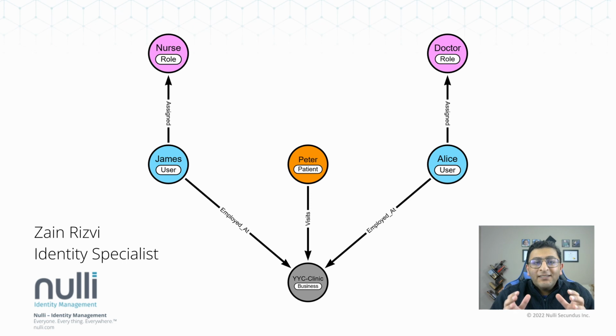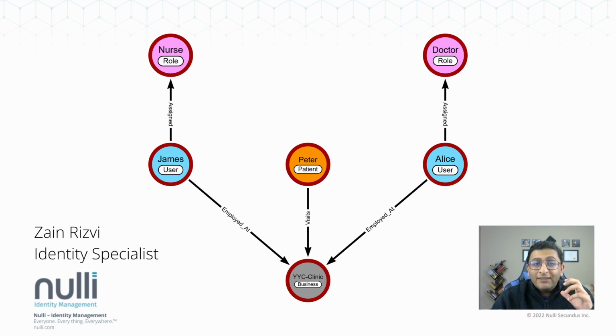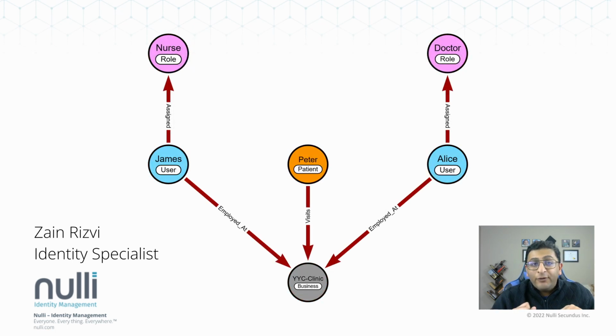Now let's consider this medical clinic use case where Alice and James work as a doctor and nurse respectively, and Peter comes in as a patient. With RelBAC, we track this information using a graph where vertices represent entities and edges represent relationships between these entities. These vertices and edges are then used to make decisions regarding who can do what. In other words, making authorization decisions.